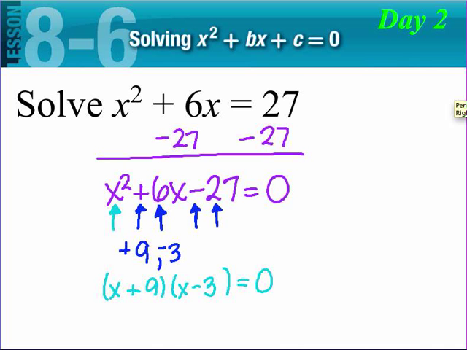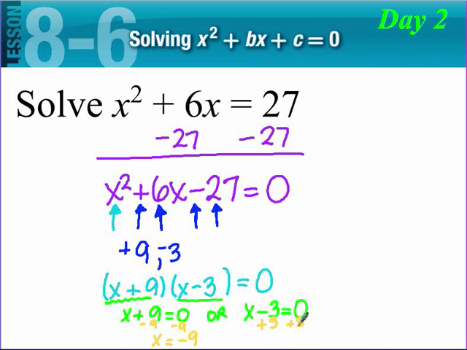So now we're going to use the zero product property. What that states is that either x plus 9 equals 0 or x minus 3 equals 0. I need to solve each of those basic equations. That first equation, what do you need to do? Subtract 9. So what do you get x to equal? Negative 9. What do you do on that second one? Add 3. So what do you get x to equal? 3. So my two solutions are negative 9 and positive 3.